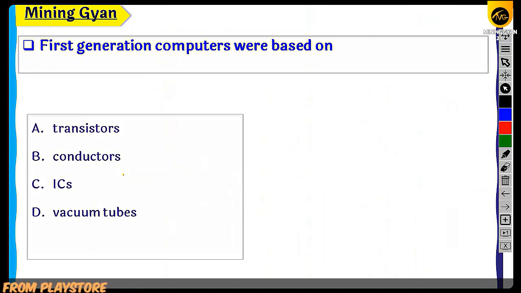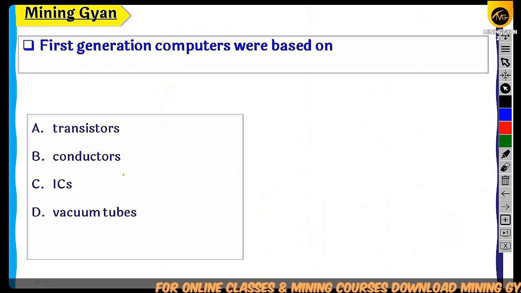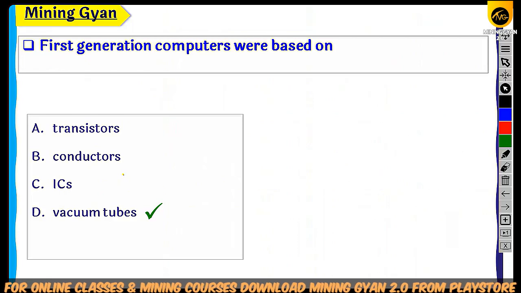So basically, which type of switching device was used in the first generation of computers? The first one is the transistor. Next, conductors, ICs, or vacuum tubes. We have already discussed that in the first generation of computers, the switching devices are called vacuum tubes. So option D is the correct answer. Vacuum tubes were used in the first generation of computers as a switching device.